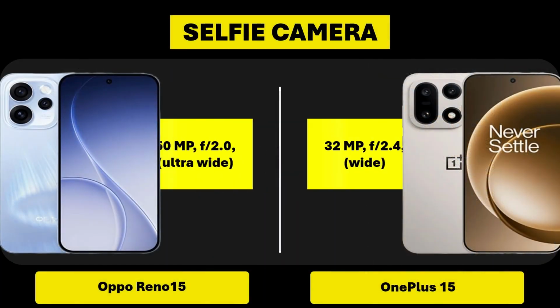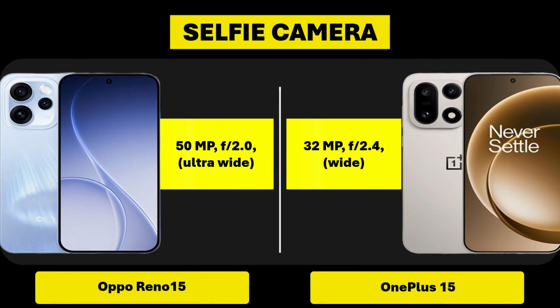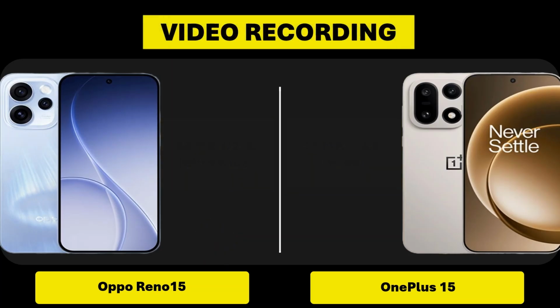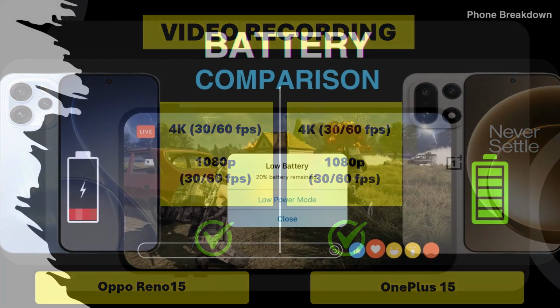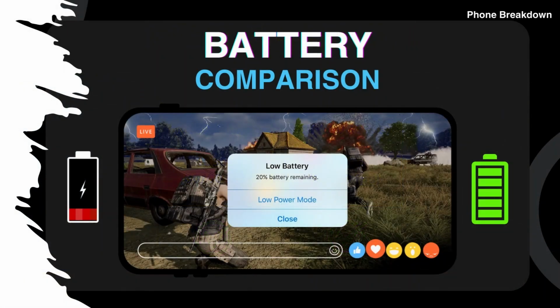Oppo Reno 15 has a 50 megapixel ultra-wide front camera, whereas OnePlus 15 sports a 32 megapixel wide front camera. Both Oppo Reno 15 and OnePlus 15 can shoot 4K at 30 or 60 frames per second and 1080p at 30 or 60 frames per second for selfies and video calls.